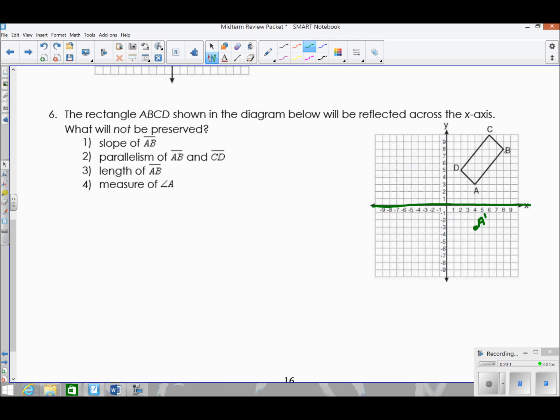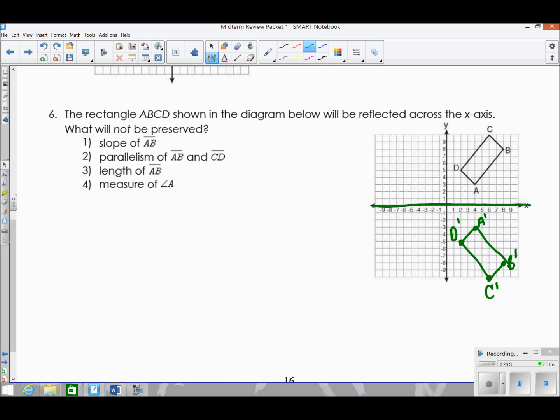Then from B, this was 8 units down, so I have to go 8 more units. C is up here at 10, so I just go 10 units down. And D is at 5 units to get to the x-axis, so travel 5 more units. So here's your new rectangle. So now we can go through and answer these questions.